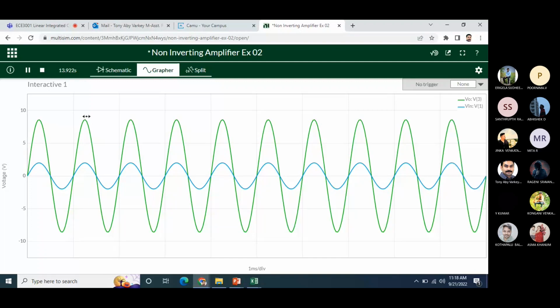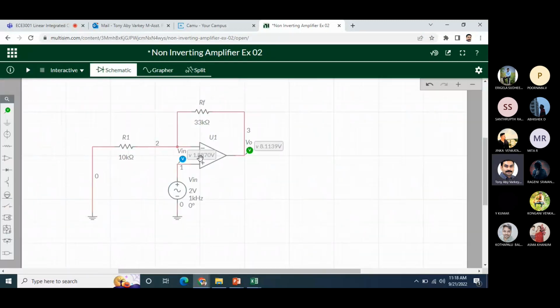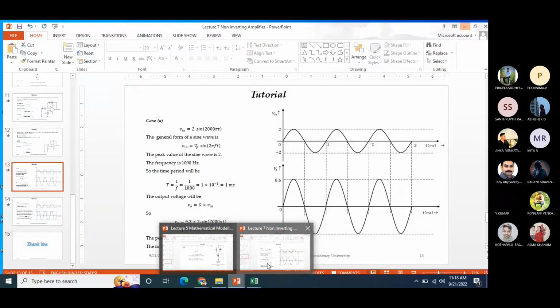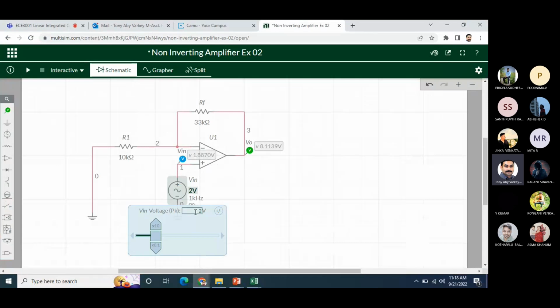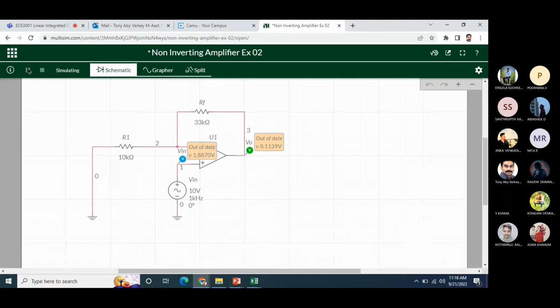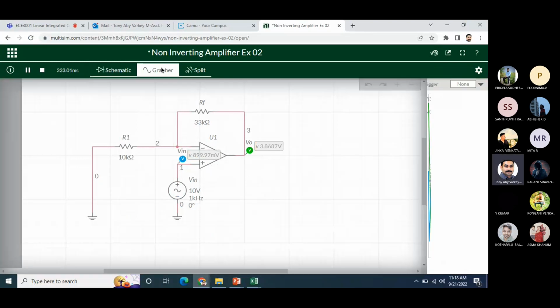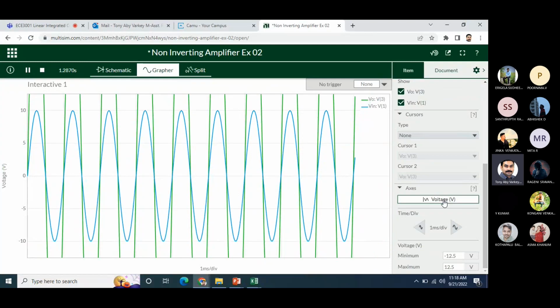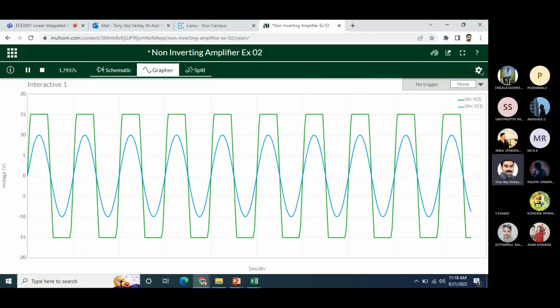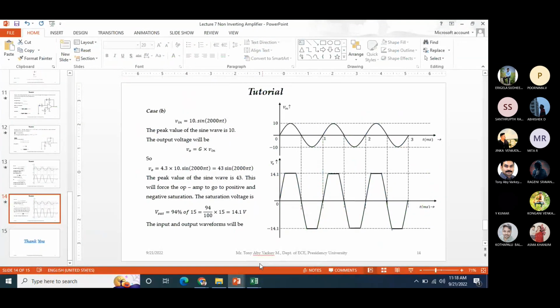Similarly, I will change it to example 2, the second input that we gave, a peak voltage of 10. So we can see that it will go to saturation. So 10 volt input I am giving. I am running this. Let me just adjust the axis. You can see that it has gone to saturation. That is what we got here. Okay. Clear?